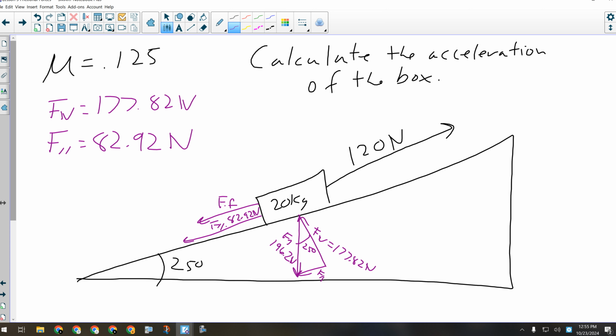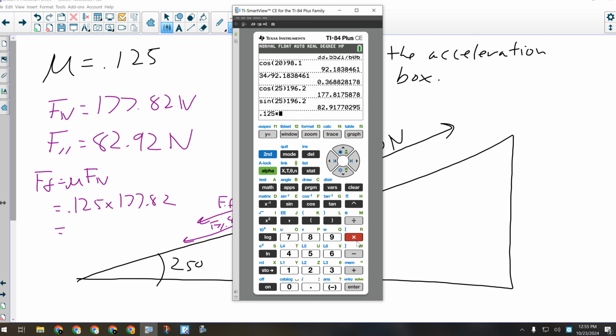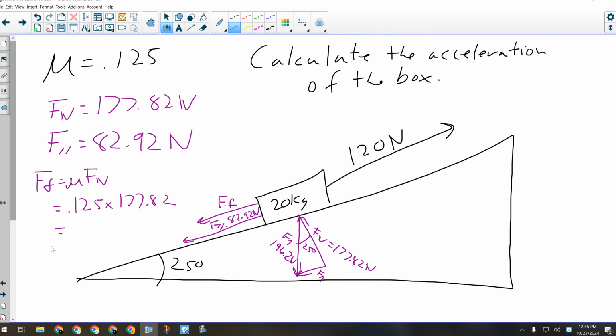All right, I still don't know the force of friction, but can I calculate it now? I have normal force. The question gave me mu, right? So I can go force of friction is mu times the normal force. So that'll be 0.125 times 177.82. But I'll use all the decimals. Okay, so that's going to be 22.23 newtons.